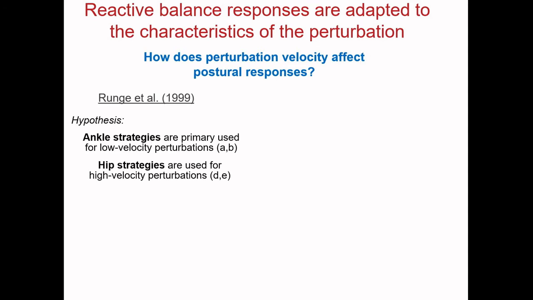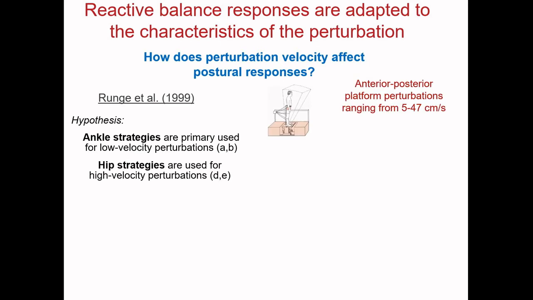Based upon what was known about ankle and hip strategies at the time, Runge et al. hypothesized that ankle strategies would be primarily used when low-velocity perturbations were experienced, and that hip strategies would be used when high-velocity perturbations were experienced. To test this hypothesis, Runge et al. used a moving platform apparatus to study the effect of anterior-posterior platform perturbations with velocities ranging from 5 centimeters a second to 47 centimeters a second.